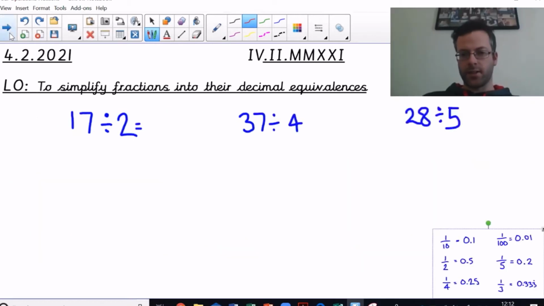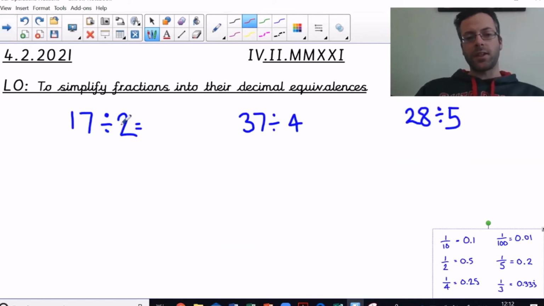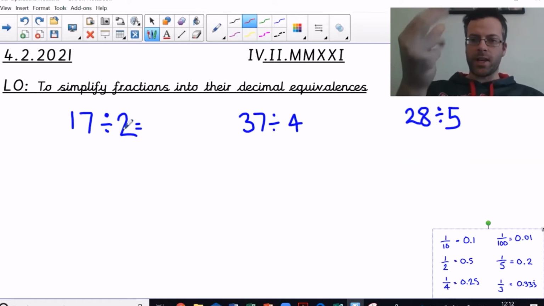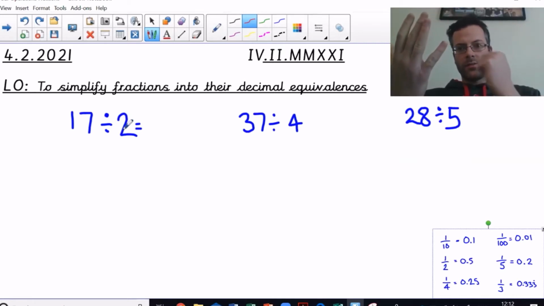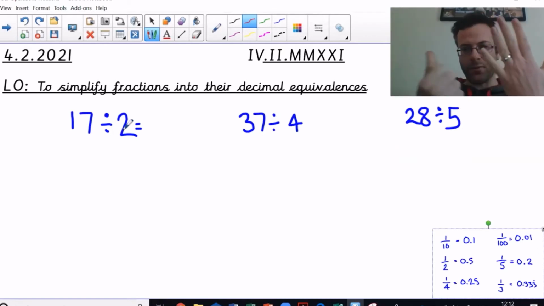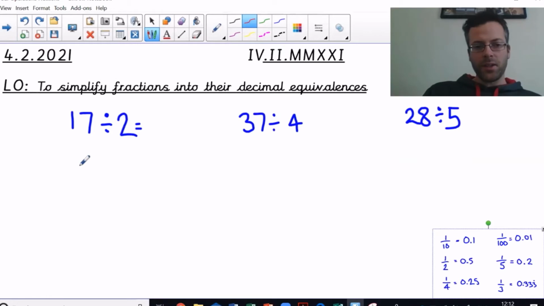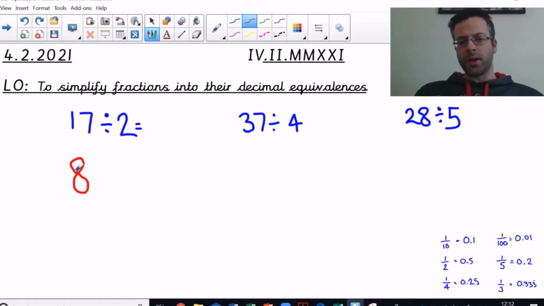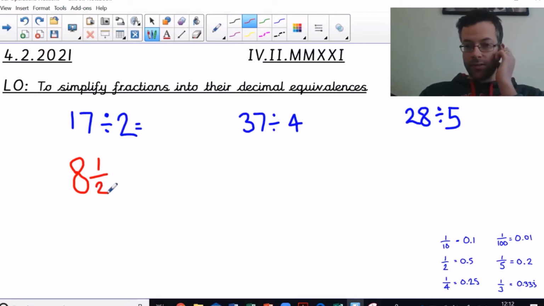So some of the questions look like this. These are like the first, I think it's 4 questions. So you get something like 17 divided by 2. So if I do 17 divided by 2, 2, 4, 6, 8, 10, 12, 14, 16, I end up with 8, and then in the old days we might have said remainder 1. But the way that I want you to express it is 1 over, and then we use whatever we were dividing it by as our denominator, which is 8 and a half.